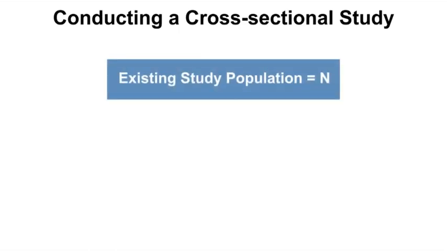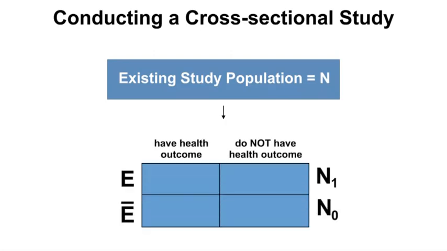Now let's look at how to conduct a cross-sectional study. First, a cross-sectional study begins with a defined study population from which data on the presence or absence of the health outcome in individuals are gathered. Second, the researcher ascertains the prevalence proportion of the health outcome in the study population. The prevalence odds ratio and prevalence ratio are commonly used measures of association when data are obtained from cross-sectional studies.